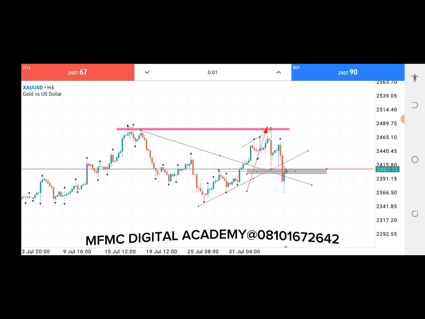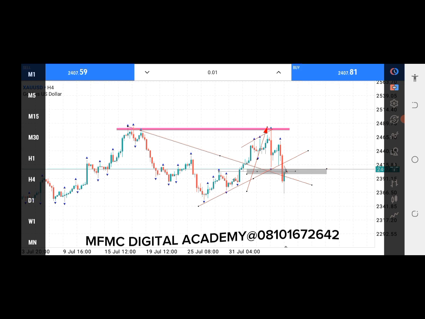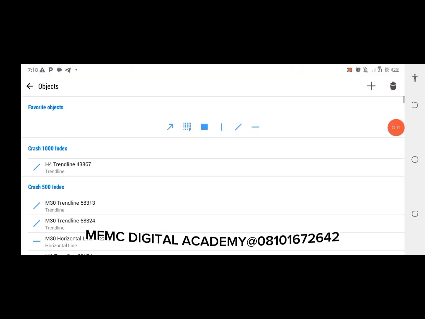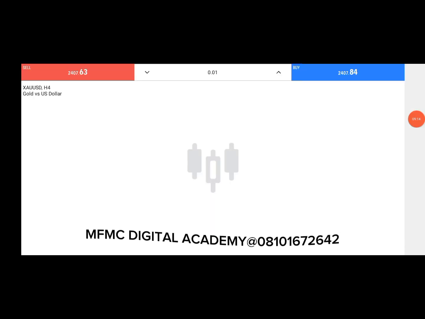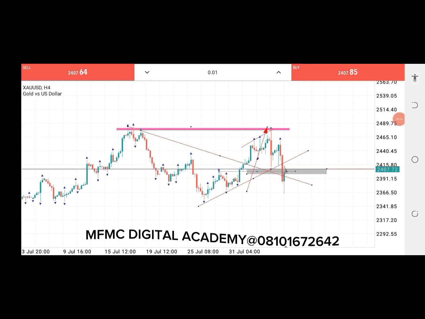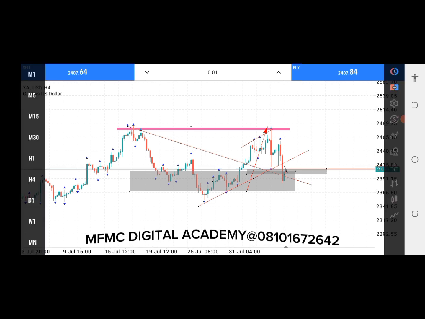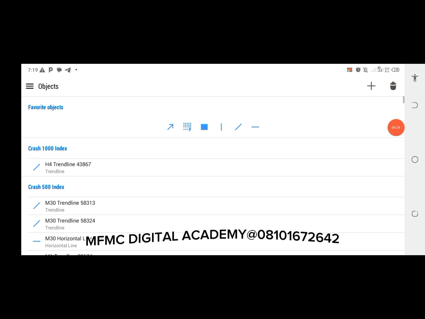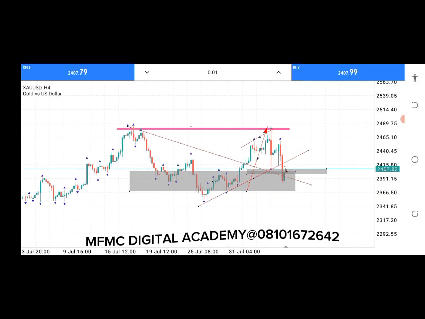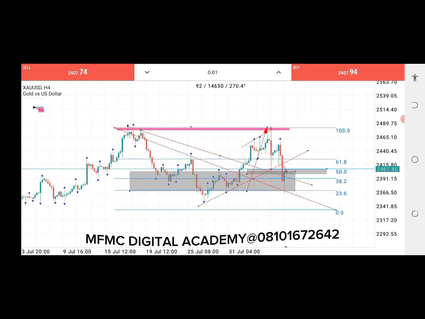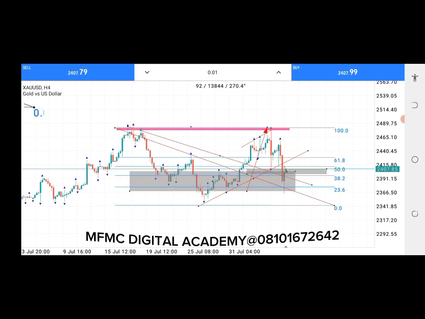After that we have Fibonacci retracement. The work of this Fibonacci retracement is to tell us where we have a high probability that the market can do a pullback. Let me take my Fibonacci retracement. If you want to use that Fibonacci, you will know where your last high is and where your last low is. Okay, so now let me just put this on the last high. This is our last high and this is our last low.